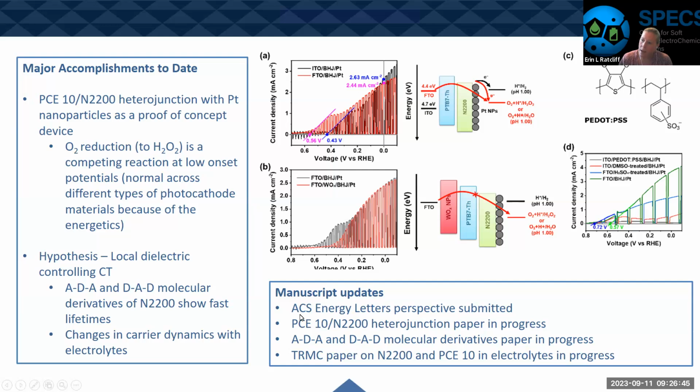All right, so where are we at? The ACS Energy Letters paper, I think that went in August 25th or something like that. We're starting to write some of the first heterojunction papers. I believe there's at least 2 papers on the molecular derivatives, maybe 3. And I know of at least 1 TRMC paper that is also in progress.